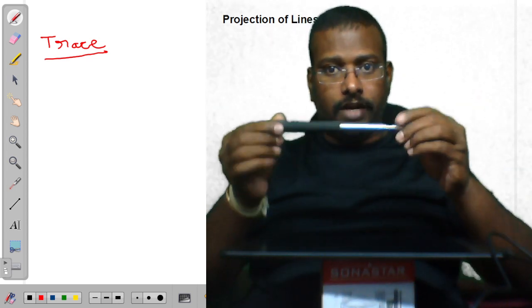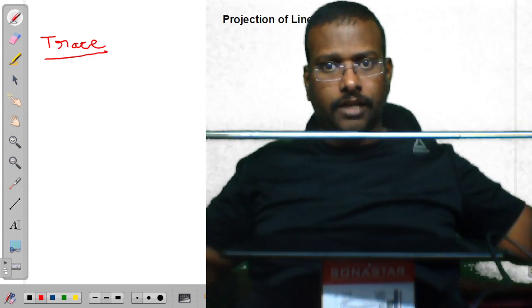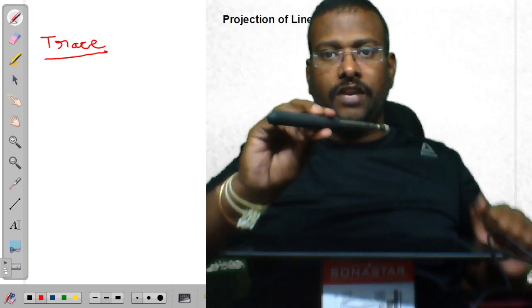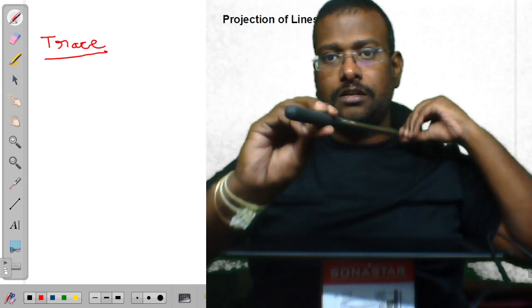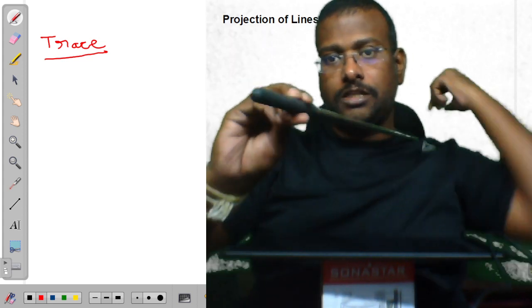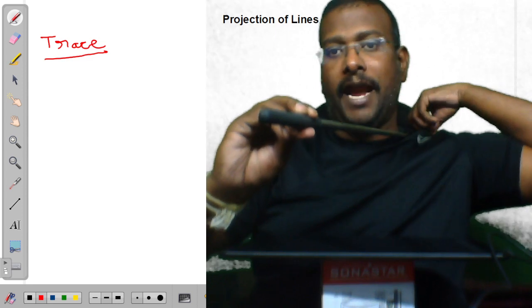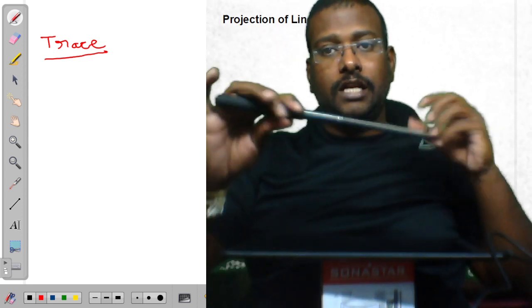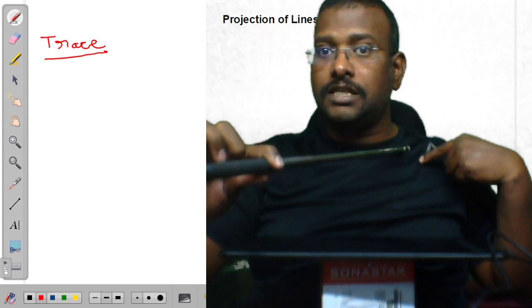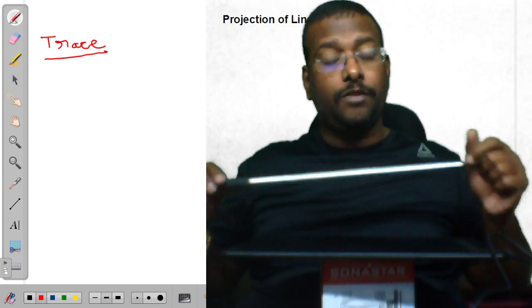Similarly, in this case, if I extend it, it won't touch the vertical plane. If it is like this, if I extend it, it touches the vertical plane. If I extend further, it is intersecting here and moving back. So it is having a vertical trace. Is it clear to all of you?